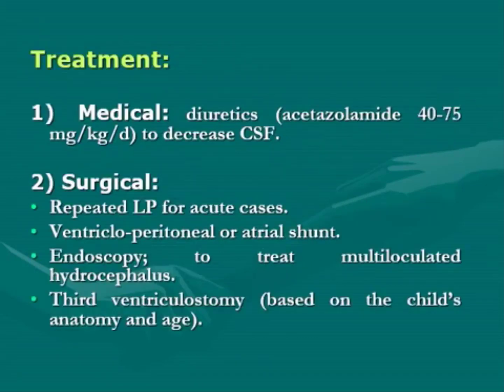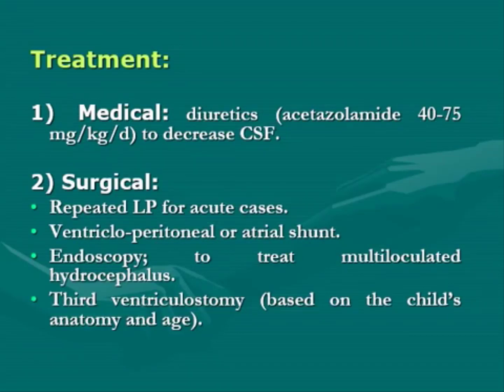The treatment, number one, is medical treatment. We use diuretics, for example acetazolamide, 25 to 100 milligram per kg per day to decrease the CSF formation. Surgical treatment, number one, is repeated lumbar puncture for acute cases. If the patient comes in the acute stage with a progressive increase in head size and is not suitable for definitive surgery, we do repeated lumbar puncture to decrease the pressure inside the ventricular system and alleviate the symptoms until we can do the surgery.